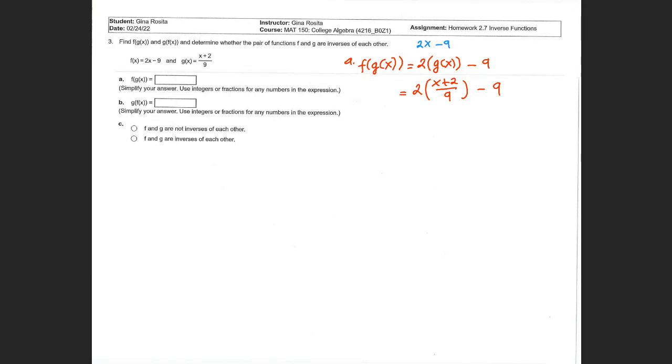Okay, what next? So now simplify. You have the times on the top. So 2 times x becomes 2x, plus 2 times 2 is plus 4, over 9, minus 9. So we have to make the same denominator. So it becomes 2x plus 4 over 9 minus, we need 9 over here.